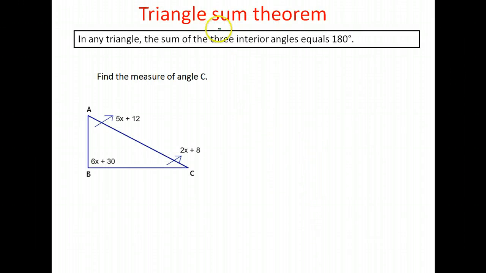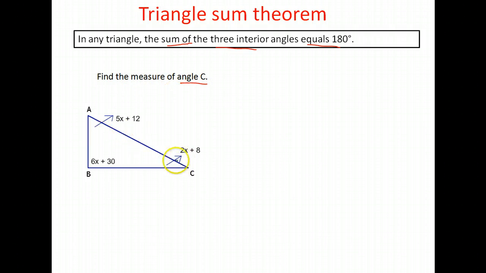Right, again, here we have the triangle sum theorem, which says that the sum of the three interior angles in a triangle is 180 degrees, or the three angles in a triangle will always add to equal 180. We're going to be using that theorem to solve some problems here. Here's our first example. It says find the measure of angle C.